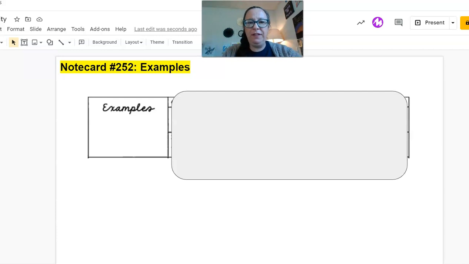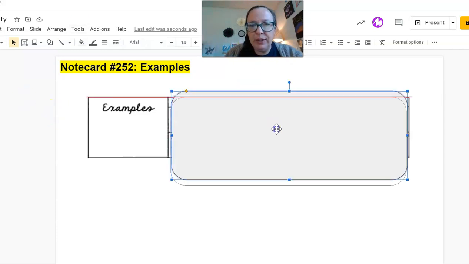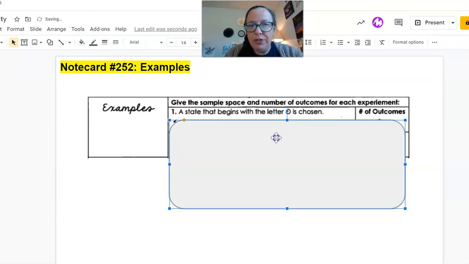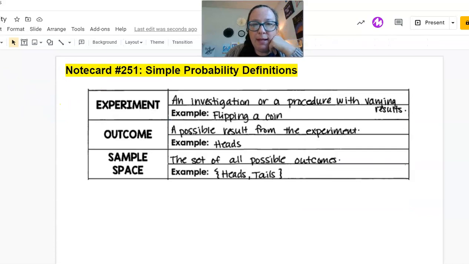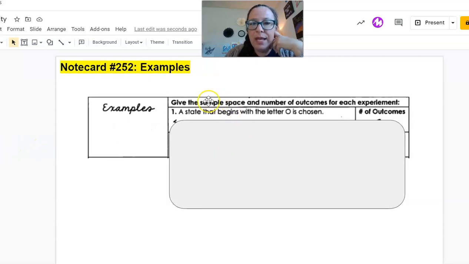All right, note card 252. Let's look at this. I want you to give the sample space and the number of outcomes for each experiment that's given in this example. Now keep in mind, I gave you an example of flipping a coin. Your possible outcome was heads, but your sample space was all of the outcomes that you could get with that set notation. So here I want the sample space and the number of outcomes.